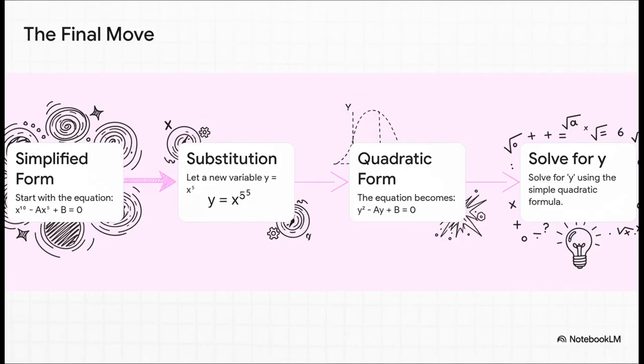And from here, the final move is just incredibly elegant. If you make a simple substitution, let's just say y is equal to x to the 5th, the equation instantly becomes a basic quadratic. You solve for y using the formula we all learned in high school, and that gives you the answers for x to the 5th. The impossible problem has been transformed into a totally solvable one.